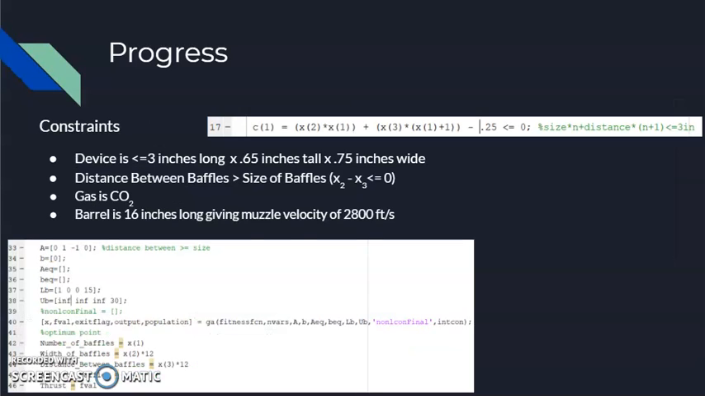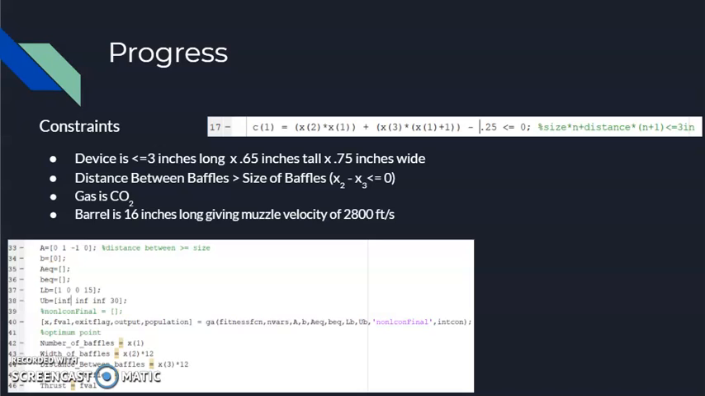So the constraints are that the device is less than or equal to 3 inches long. It's also constrained to be 0.65 inches tall and 0.75 inches wide. This is to accommodate a standard government style barrel. The distance between the baffles has to be greater than the size of the baffles. This is just to constrain the actual variables themselves to give them something to shoot for.